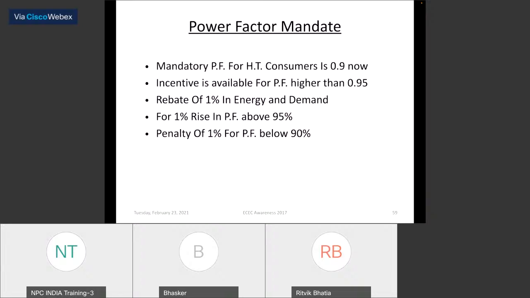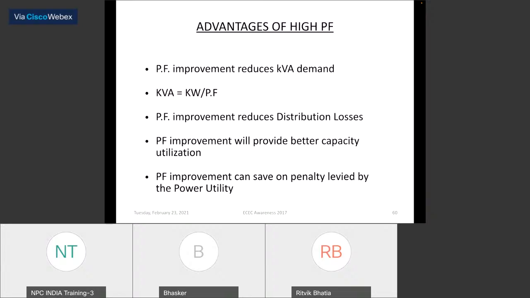So the power factor for any industrial consumer is 0.9. Incentives are given for power factor above 0.95. A rebate of 1% in energy and demand is given for every 1% rise in power factor above 0.95, and a penalty of 1% applies for power factor below 0.9.